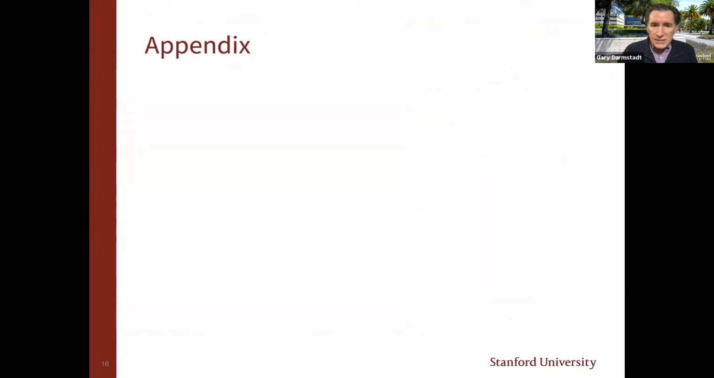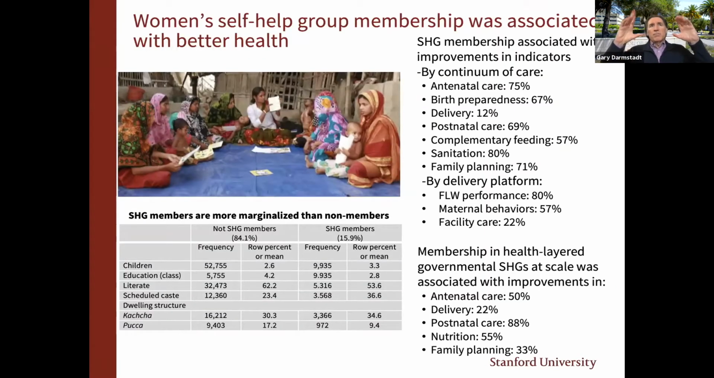And when we looked at the women who were in self-help groups compared to those who were not, in the upper right, you see the proportion of indicators across these various aspects of care that were significantly improved in women in self-help groups compared to not. We then more stringently looked at those who were in self-help groups who had received health layering into their group, and compared them to women who were in self-help groups but had not received the self-help group health layering innovation that was developed by Project Concern International. And we also saw huge improvements in the women who received health layering into their self-help groups.